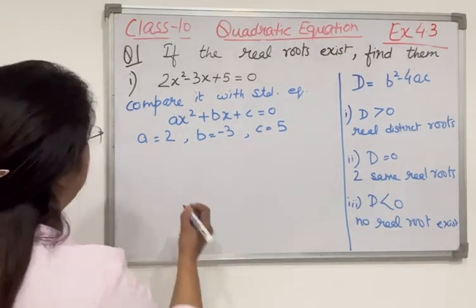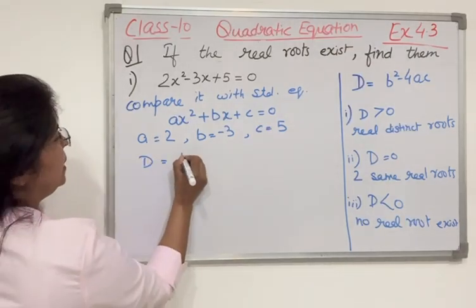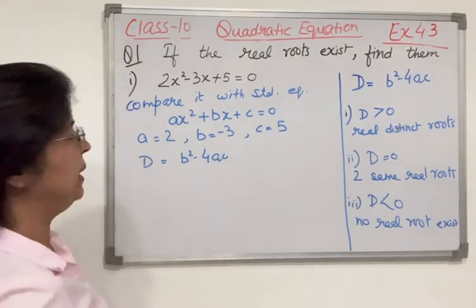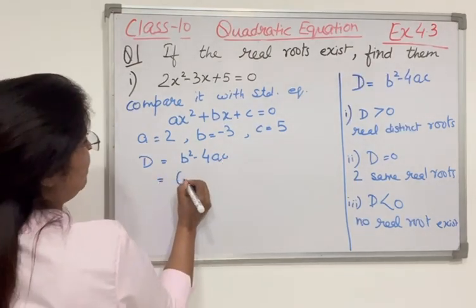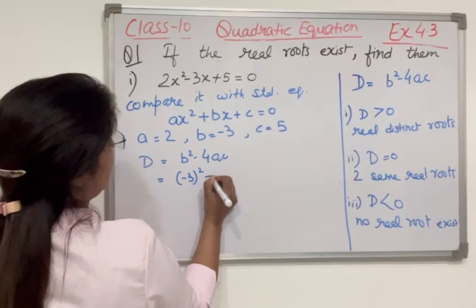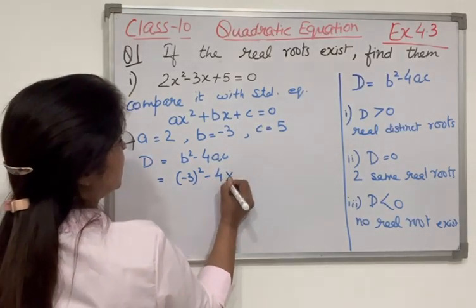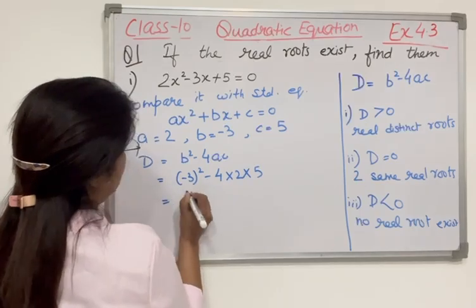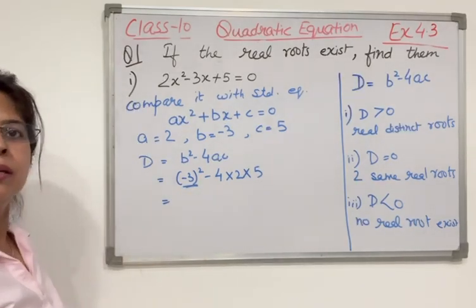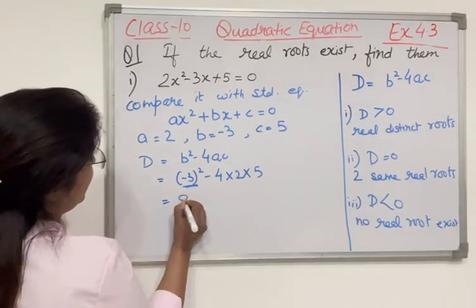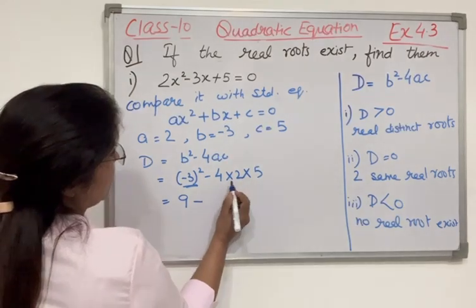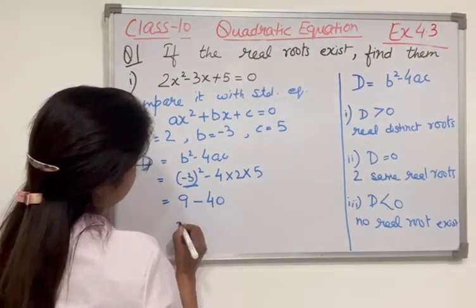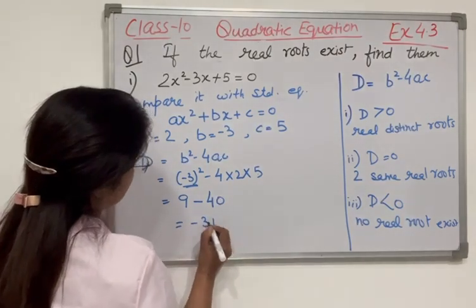Now let's find out the value of D. D is b square minus 4ac. Let's put the values of a, b, c. B will be (minus 3) whole square minus 4, a is 2, c is 5. Let's find out its value. Minus square will become plus, so (minus 3) square will be 9. Minus sign as it is, 5 2s are 10, 10 4s are 40. 9 minus 40 is minus 31.